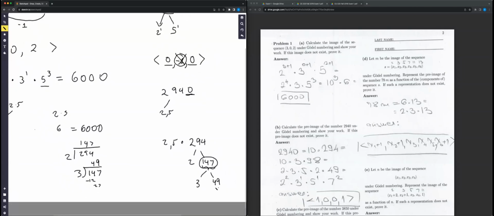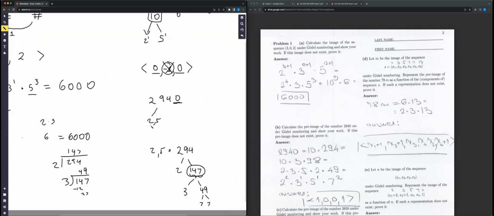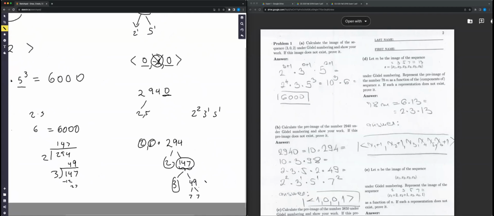Okay, so 49 is easy. If you know your perfect squares, this is a 7 and 7. Okay, cool. So I have two 2s, so 2 squared. I have one 3, so 3. I have one 5, so 5. And then I have two 7s.